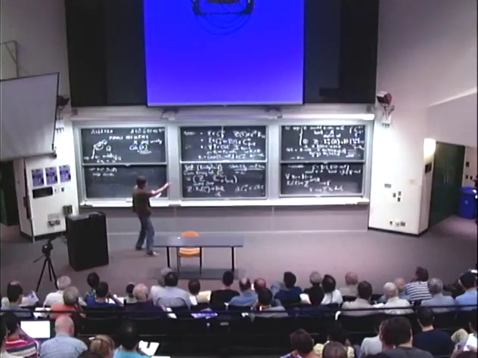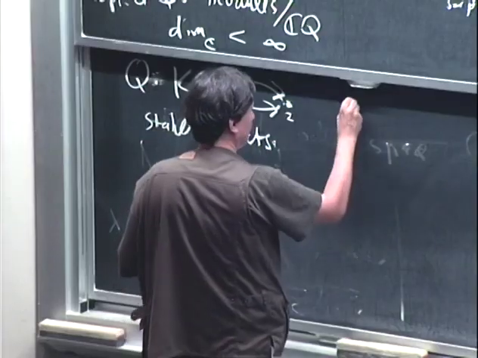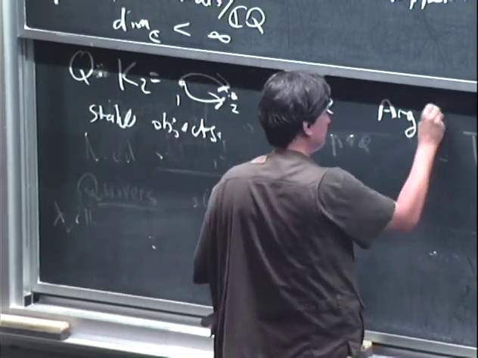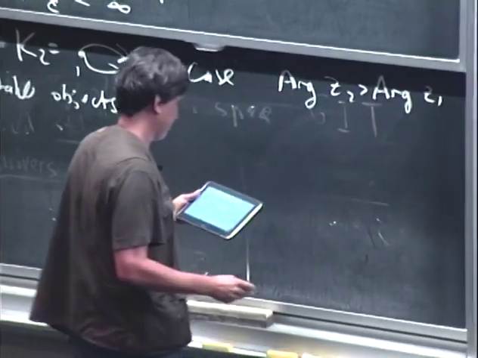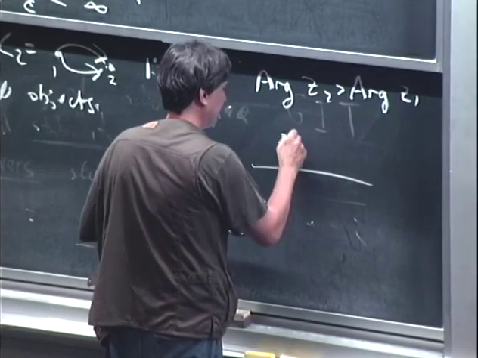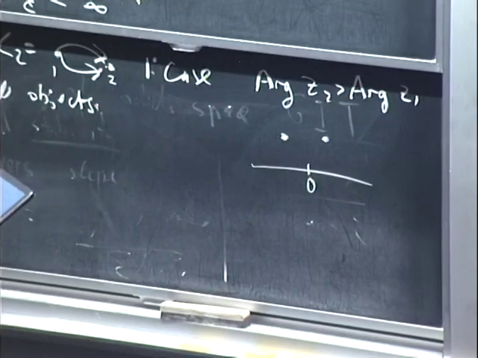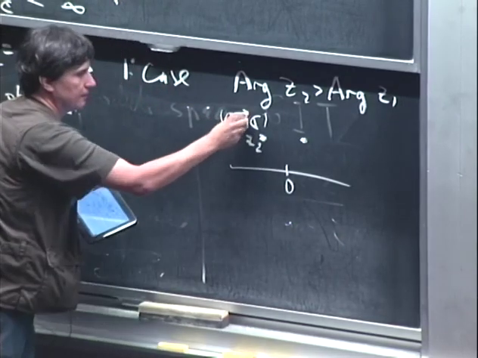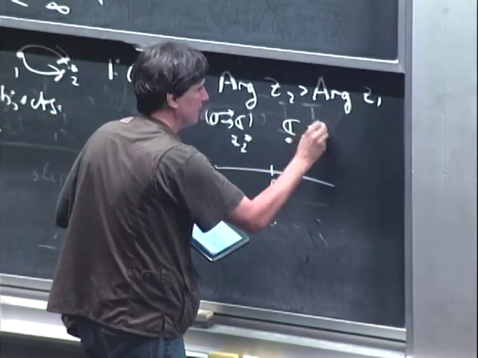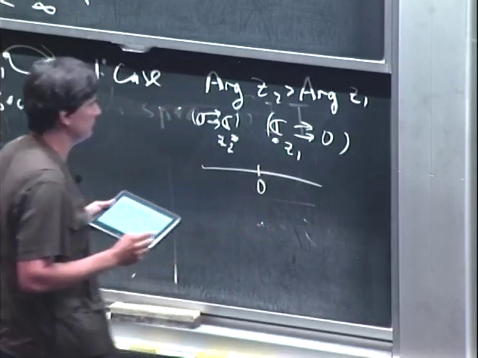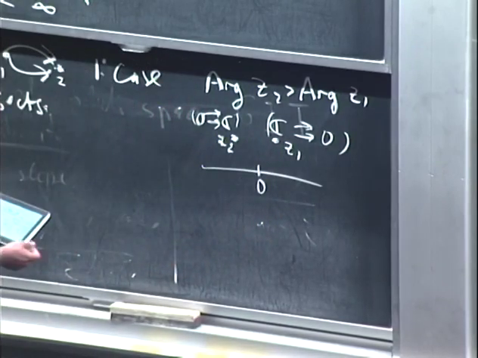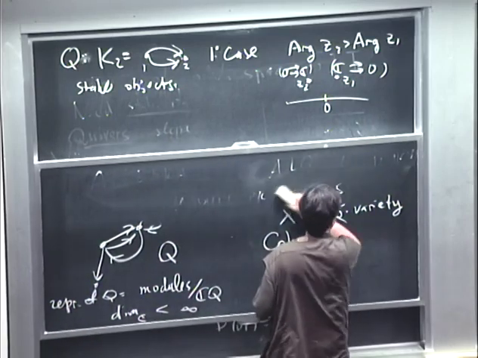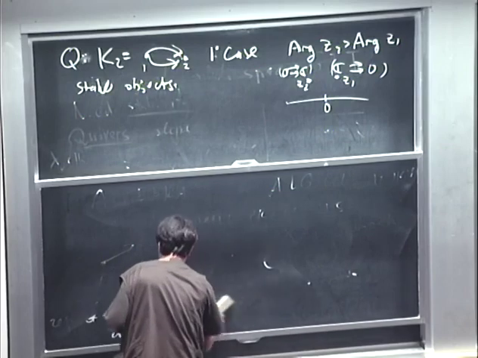In order to get stability, as I explained, first you choose two numbers. If you consider the first case, that the argument of, let's say, Z2 is bigger than the argument of Z1, then the list of stable objects and their central charges has only two of them. One is 0 maps twice to C, and another is C maps twice to 0. You get just two objects, from which you can, by extension, build any object of your category.